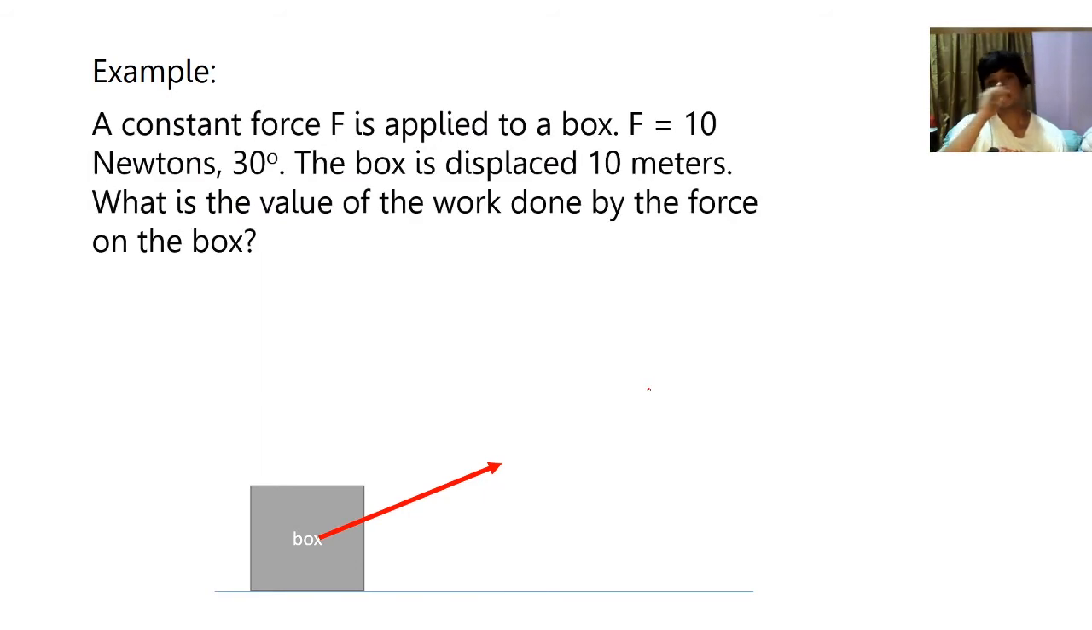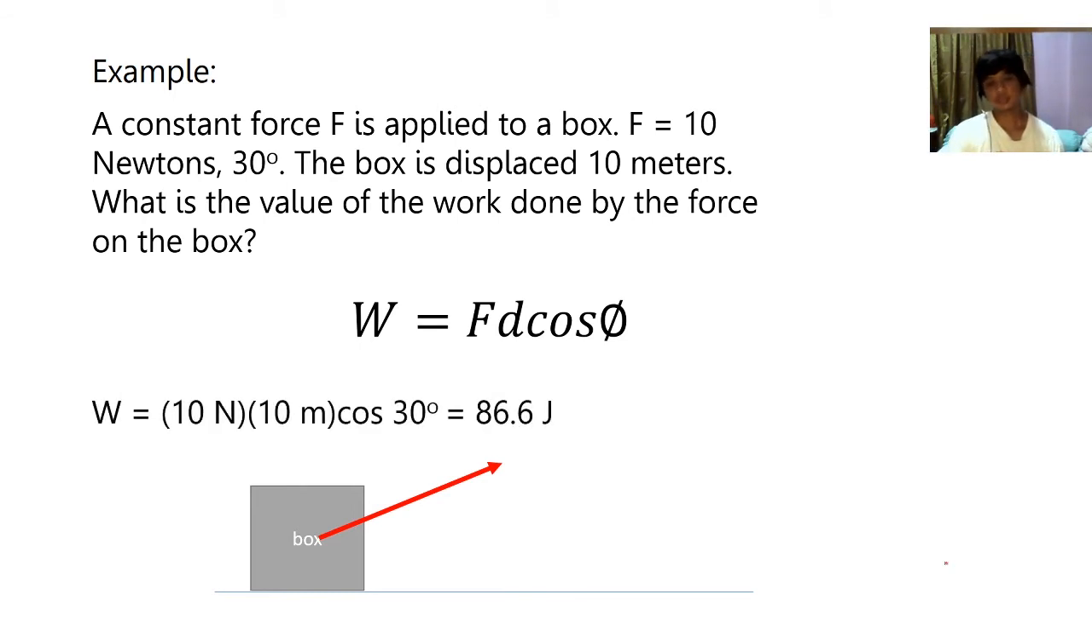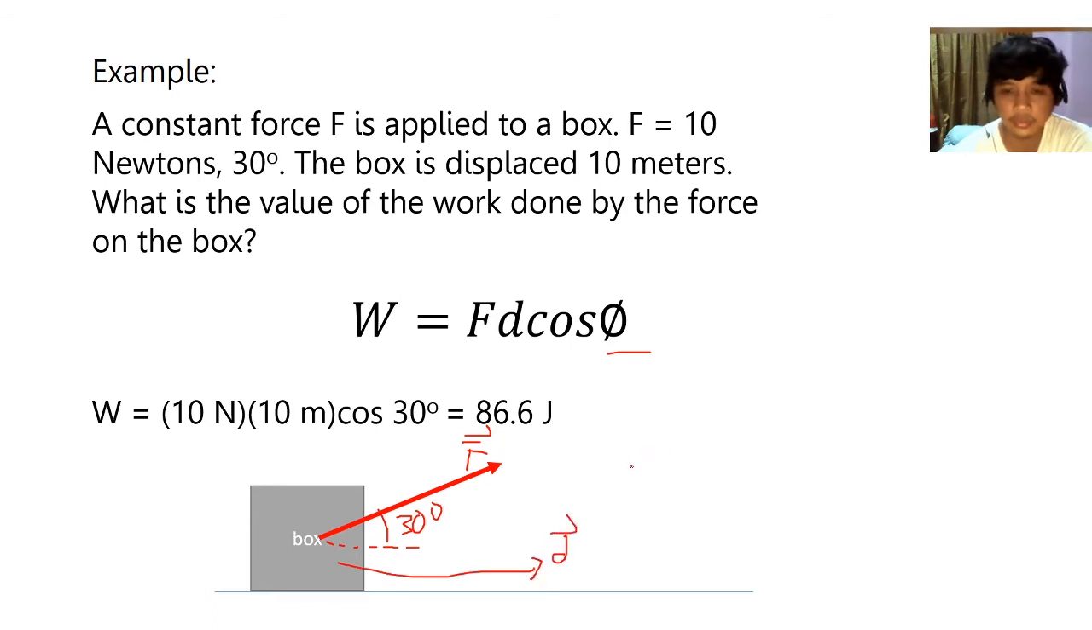Let's have this example. A constant force F is applied to a box. F equals 10 newtons, at 30 degrees. The box is displaced 10 meters east. The displacement is to the right. And our short angle is 30 degrees, because although that is the angle for the force, it also happens to be the angle phi, or the short angle, because the displacement is to the right. And when you redraw the arrows once more, you'll find that that 30 degrees sits here, and that location also happens to be the short angle between F and D. We get 86.6 joules.